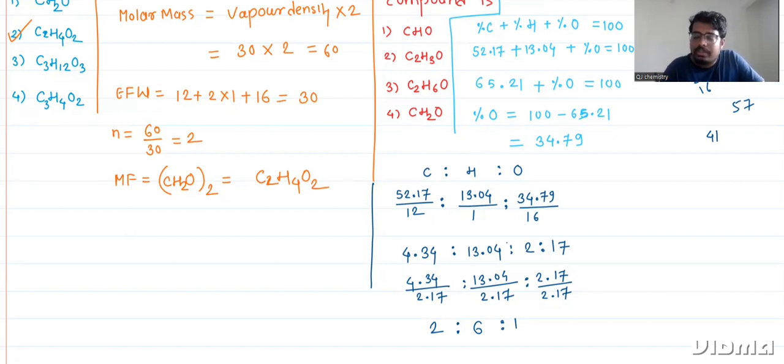So how many carbon atoms are there? So the number of carbon atoms is equal to 2, number of hydrogen atoms is 6, and number of oxygen atoms is equal to 1. So C2H6O.